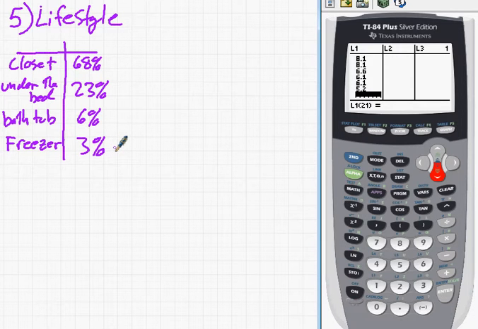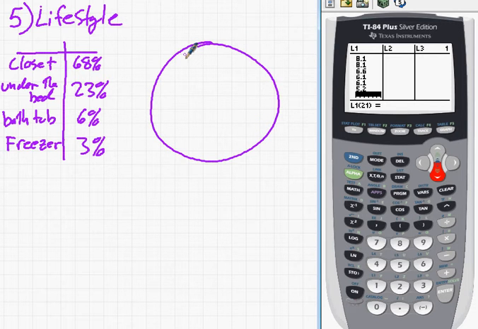We're supposed to do a pie chart. And the way I usually start is with the largest, which in this case is 68. And I know that 68%, well, that's very close to 2/3, 66. So I can guess at where 2/3 is. 1/3 would be about here, so 2/3 is about there. So there's my 68% in the closet.